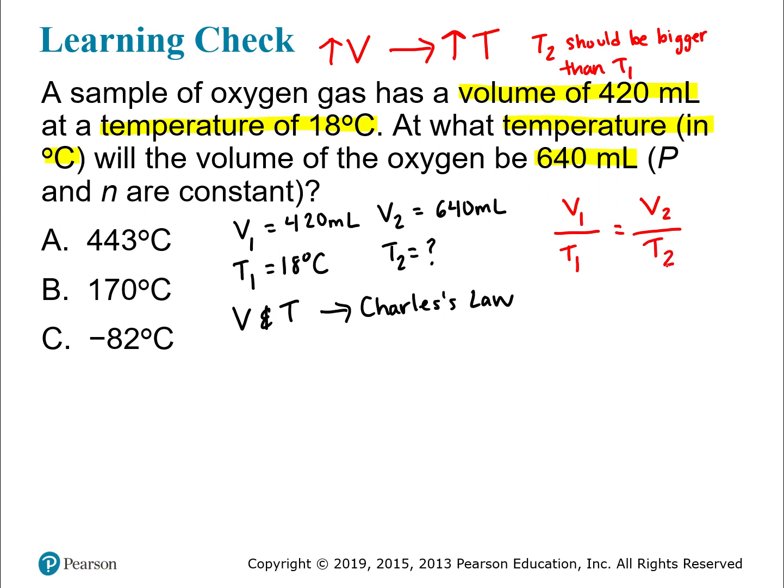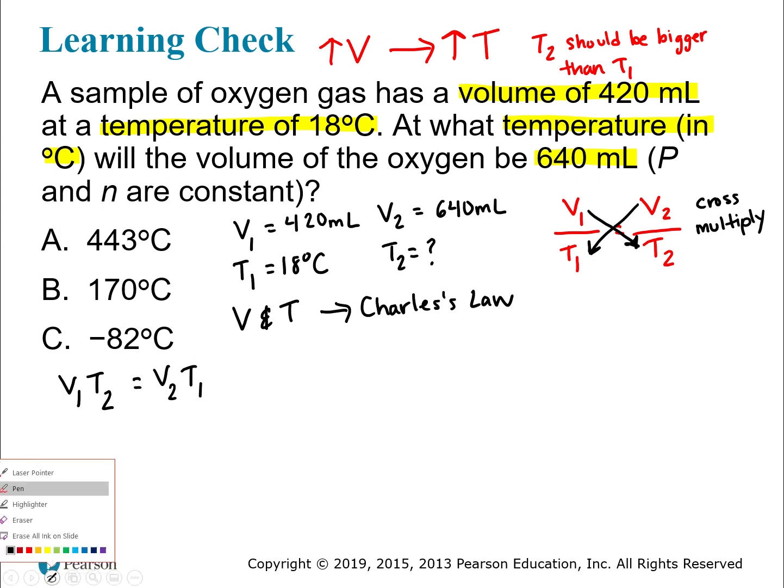This is Charles's law, and as it stands, it's not really 100% helpful when we need to solve for something. The first thing that you need to do is cross multiply. So you're going to take V1 and multiply by T2, V2 multiply by T1. And what that looks like, I'll write it over here. That's after we've cross multiplied. Now we can solve for the variable we're interested in. We need to know what T2 is going to be.